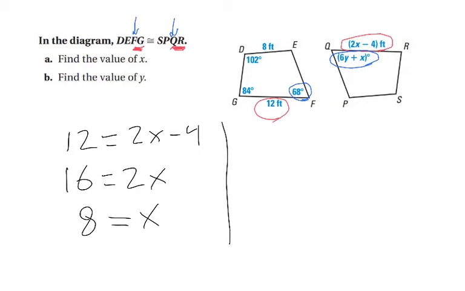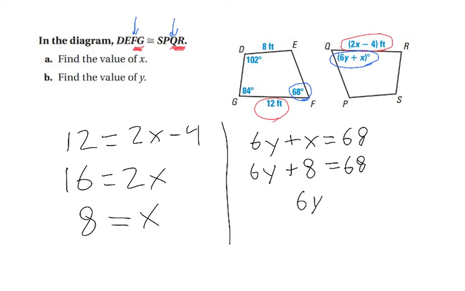Okay, so if those two angles are congruent, then we can set up an equation, 6y plus x equals 68 degrees. Now we just found what x is, it's 8, so we can substitute that in, 6y plus 8 equals 68. And that's why I found QR first, because it only had that x, and now using that x we can figure out what y is. Here we can just solve, subtract 8 from both sides, we get 6y equals 60. Dividing by 6, we get y equals 10. And that's it.